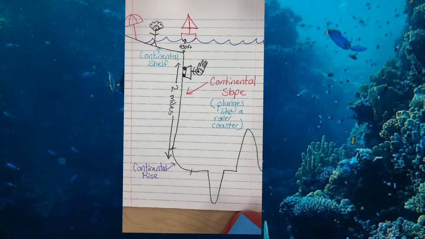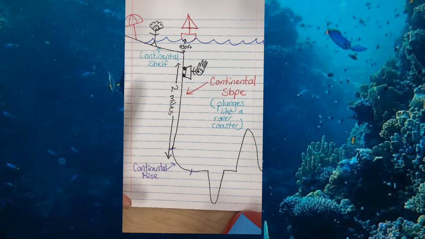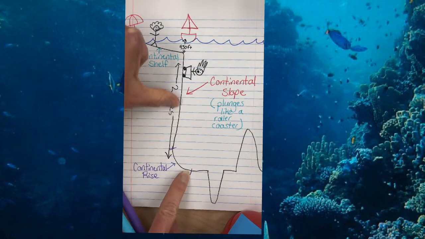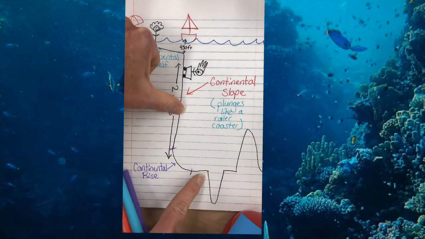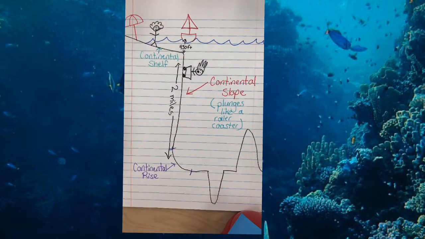The name is deceiving. A lot of fifth graders think Continental Rise and they think it's like a hill before the slope. It's not a hill. It's literally just the curve, the connector of the slope and the abyssal plain. It connects them together.